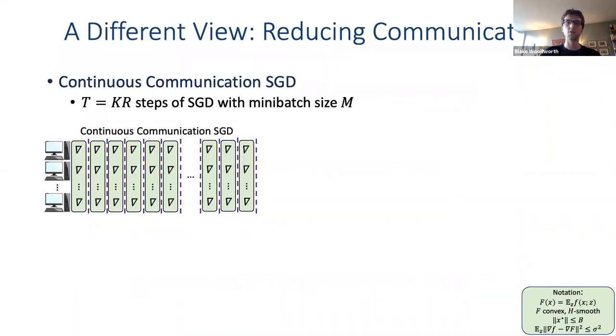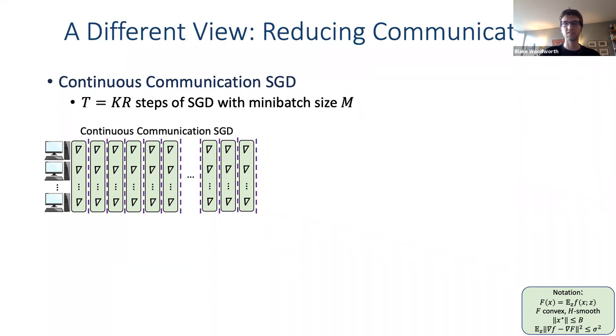Another way of looking at this is asking how much we can reduce communication without paying for it. So in this view, we have as a point of reference an algorithm I'm going to call continuous communication SGD. Continuous communication SGD is just K times R steps of SGD with mini-batch size M. In other words, the machines are allowed to communicate constantly, once per stochastic gradient they compute. And this captures what happens when you're completely unconstrained in terms of communication.